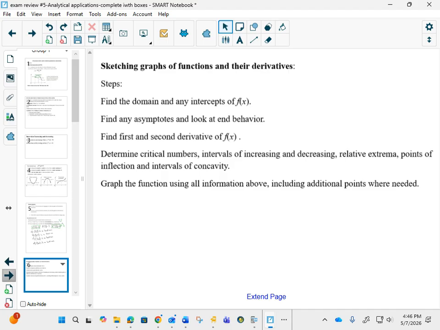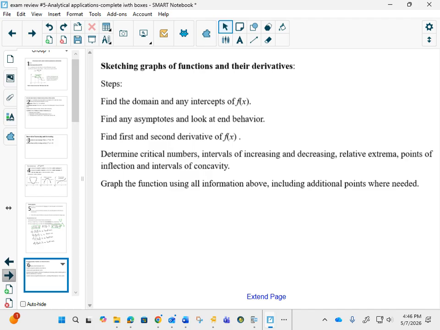Find your first derivative and your second derivative to find concave up, concave down, find increasing, decreasing, find maximums and minimums. Because we can find our critical numbers, and critical numbers are not just where the derivative is equal to 0, they're also where the derivative is undefined, or at any non-permissible values. And then we graph the function with all of that information.